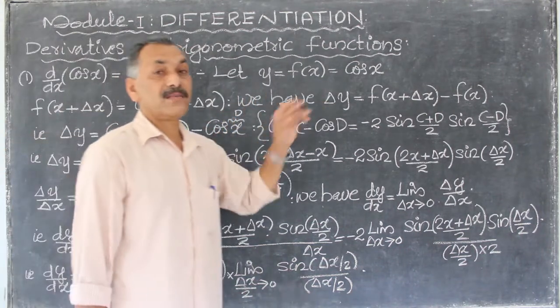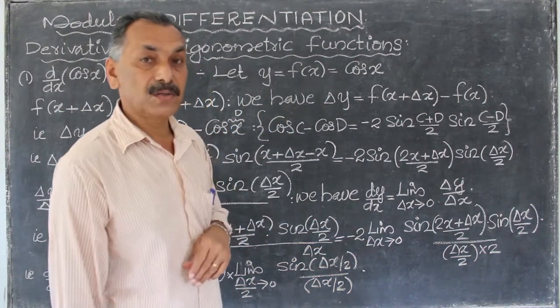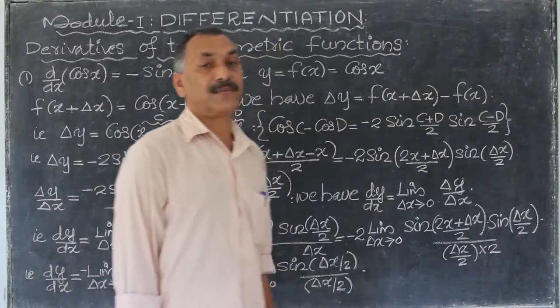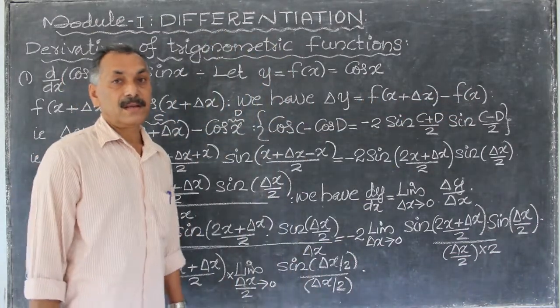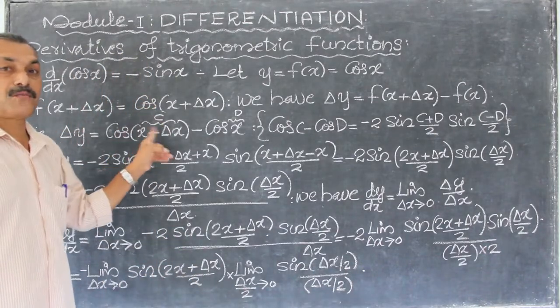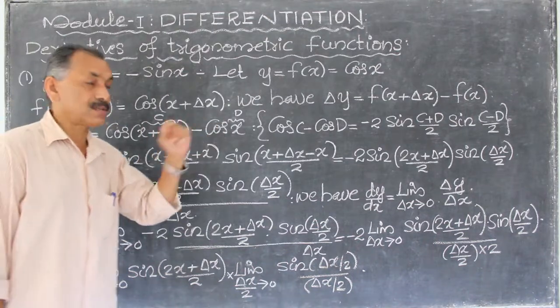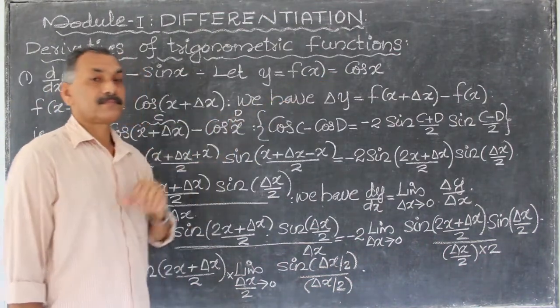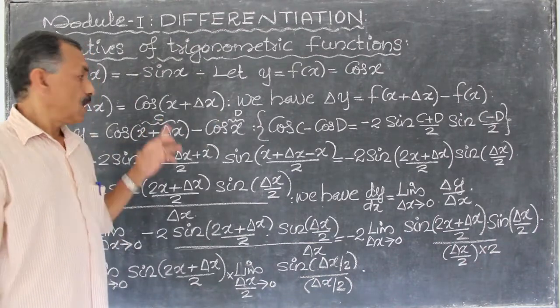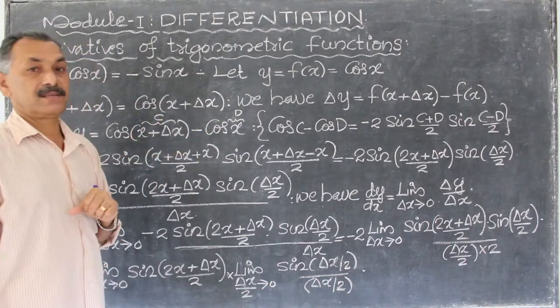Then what is delta y? Delta y is equal to the increment of y. Delta y is equal to f of x plus delta x minus f of x. Okay? That is delta y is equal to cos of x plus delta x minus cos x. This is in the form cos c minus cos d.